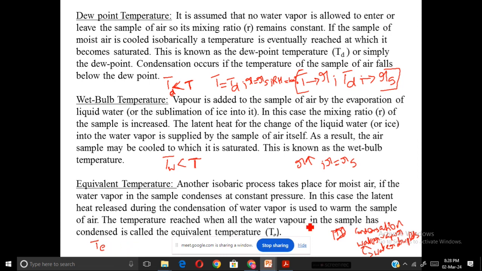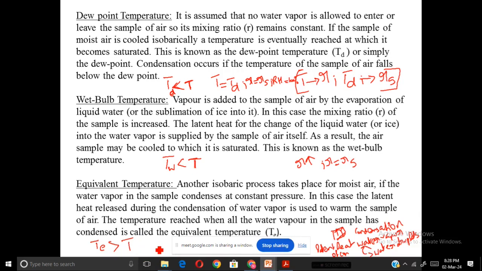In this case, the process that is happening is latent heat of condensation. Latent heat of condensation is the heat that is being released, not absorbed. In case of evaporation, since the change of state is from water to vapor, heat is absorbed by the system. And in case of condensation, the heat will be released. So since condensation is occurring in case of equivalent temperature, the temperature of the parcel will increase. So the parcel will be warmer than the actual temperature. So TE will be greater than T.